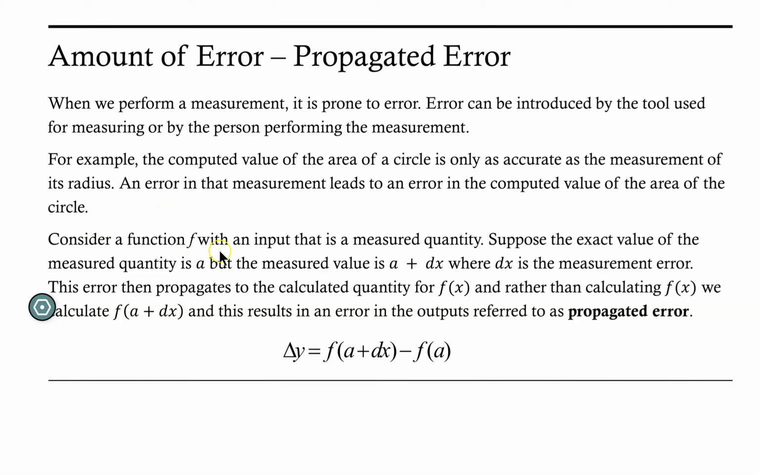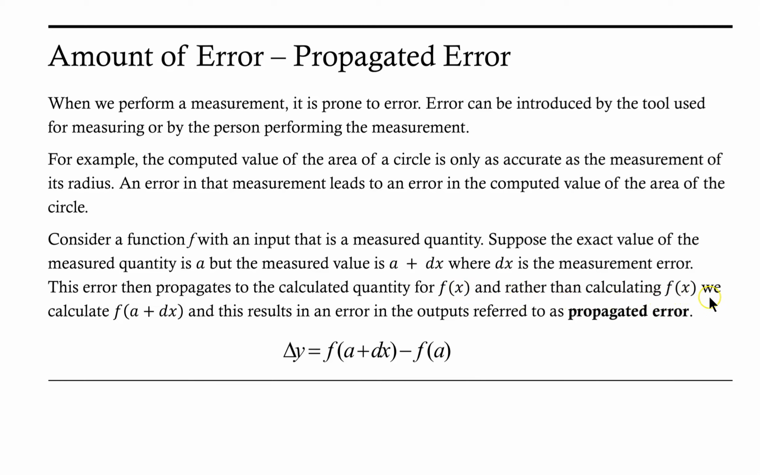So let's consider a function with an input that is a measured quantity. Suppose that measured quantity is a, the radius of a circle in the example we just mentioned. But the measured value is a plus dx, where dx is some type of measurement error. This error then propagates to the calculated value for f of x. So the error in the measurement of the radius will then propagate to the calculation of the area of a circle.